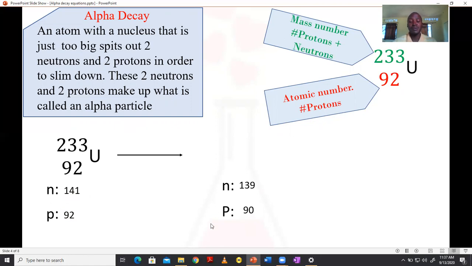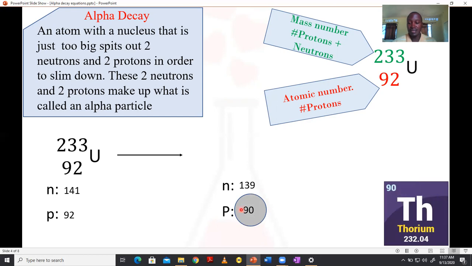So here all you need is to be able to read the periodic table. Go to the periodic table and try to identify which element has atomic number 90. Don't look for mass number, look for atomic number. When you go to the periodic table, you will realize that the new element will be thorium, 90. So this will be our new element when uranium undergoes alpha decay.